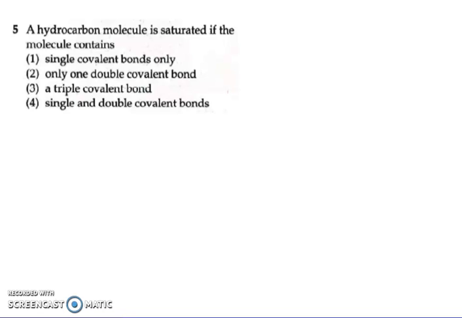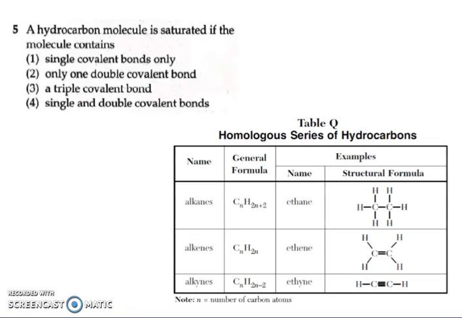Number 5 says a hydrocarbon molecule is saturated if, you need to understand what the definition of saturated is. And if you look on table Q, you'll see that the saturated are the alkanes. These are saturated. All right? The alkenes and the alkynes, they are unsaturated. Okay, those are unsaturated.